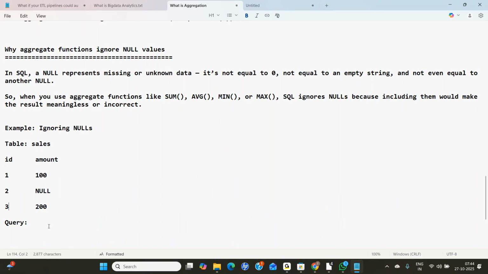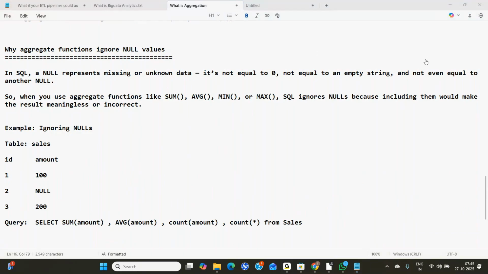Here I'm writing: select sum of amount, comma, average of amount, next count of amount, comma, count star from the table, sales.